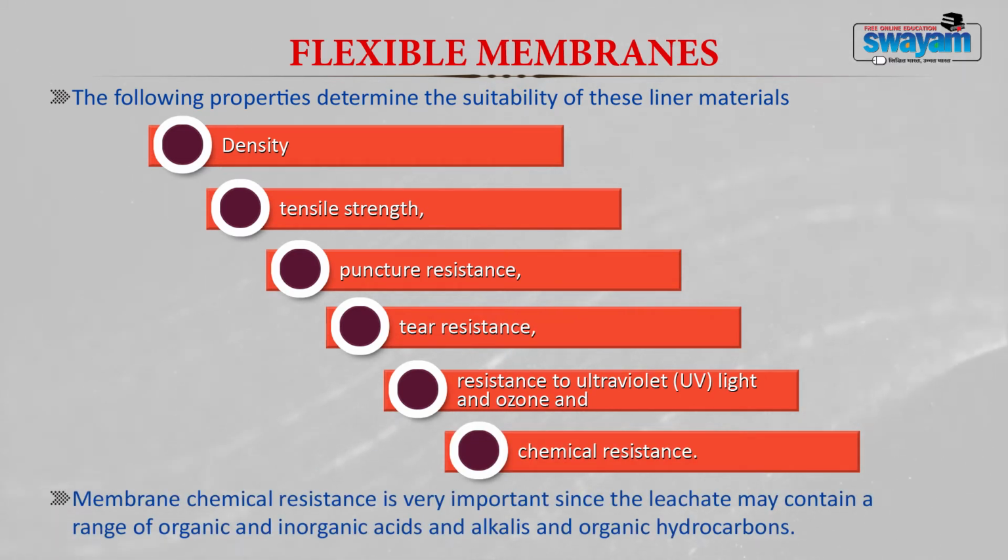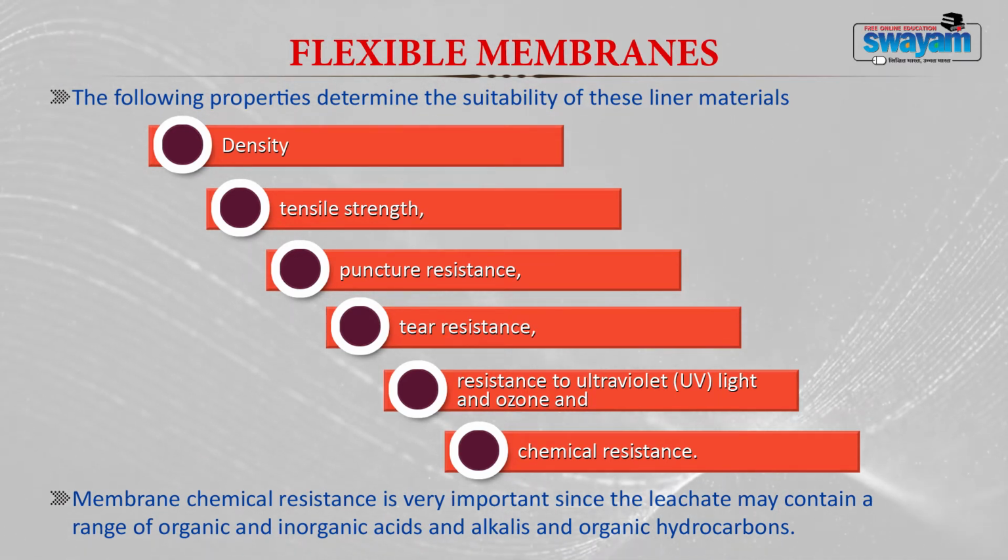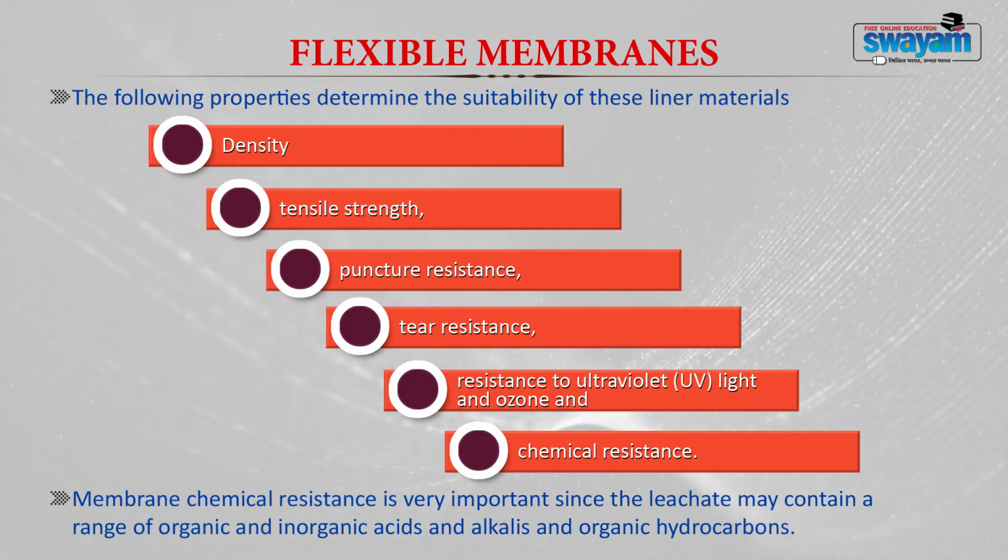Membrane chemical resistance is very important since the leachate may contain a range of organic and inorganic acids and alkalis and organic hydrocarbons. They tend to react with these membranes and as a result they corrode or puncture the membrane, which may let the leachate pass through the soil, and it may enter into the groundwater.